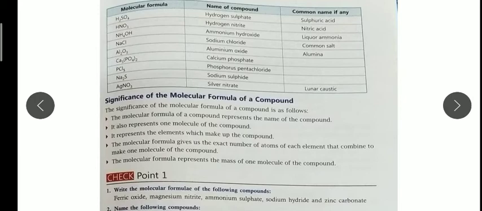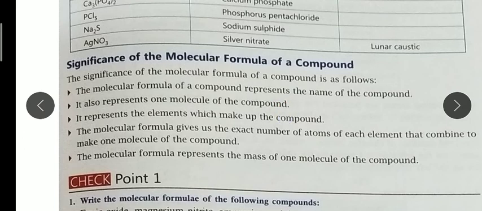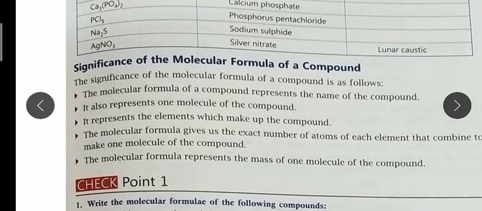Now what is the significance, what is the importance of the molecular formula? First, we get an idea of how many elements are there and in what ratio they are combining. So the first point is that the molecular formula of a compound represents the name of the compound. By making a molecular formula we are giving the name of the compound. It represents one molecule of a compound.